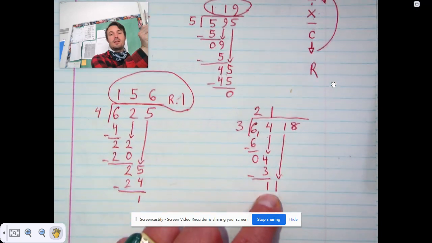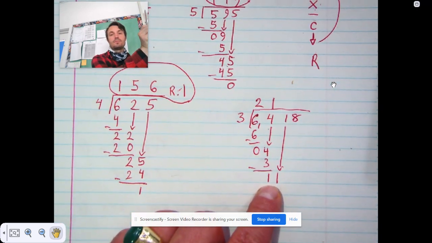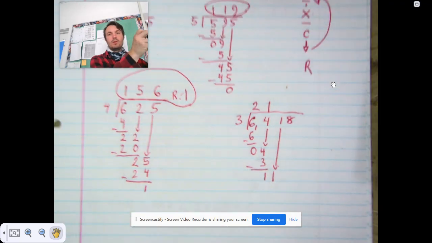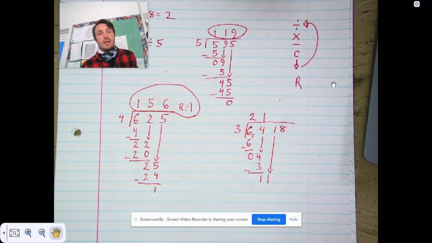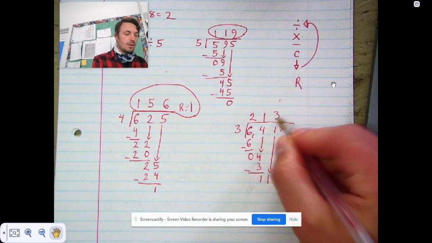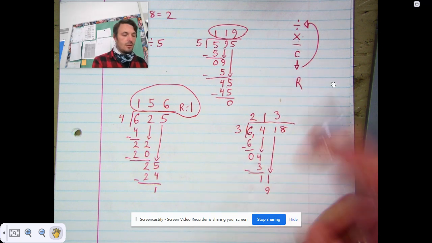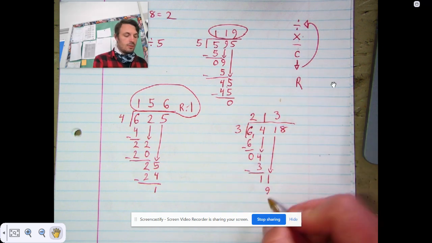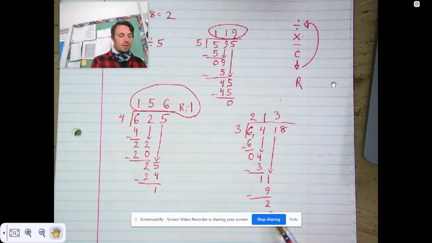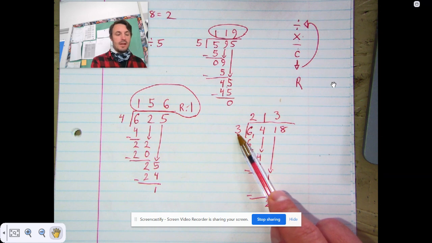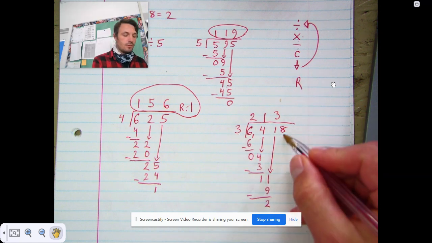Just realized you guys can't see it that well. 3 times 3 is 9. 3 times 4 is 12. So 4 times is too many. 3 can fit into 11 3 times. Now we multiply. 3 times 3 is 9. Now we subtract. 11 minus 9 is 2. Now we compare. Is 2 smaller than 3? Yes. Now we bring down.